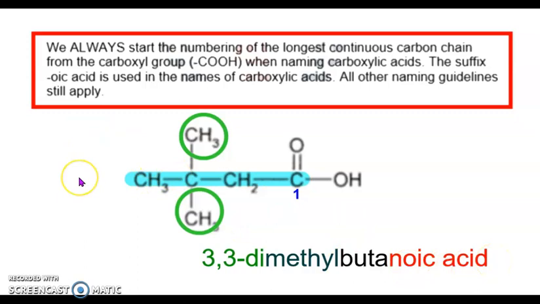acid. Now, we can get carboxylic acids that have carboxyl groups on either side of the molecule, and that would be a dioic acid. And if we are naming a dioic acid, because we're using the word di, we have to give an address. So I'll show you in the next couple of slides. I do have an example.